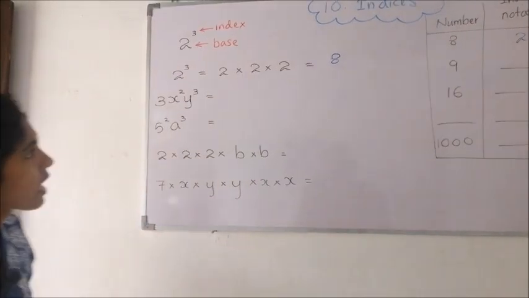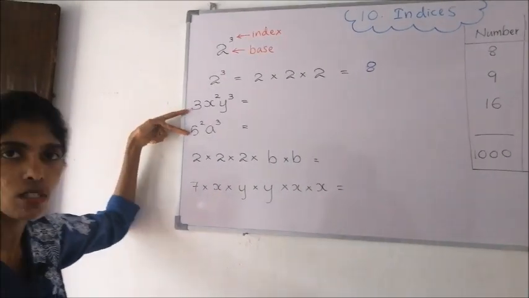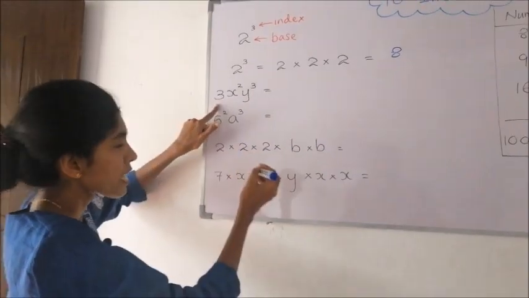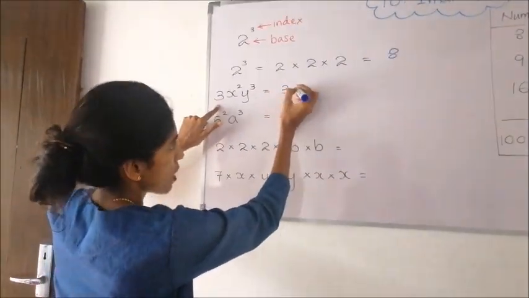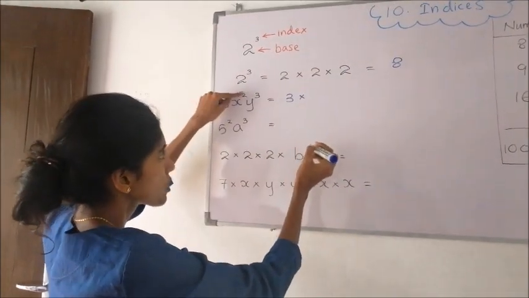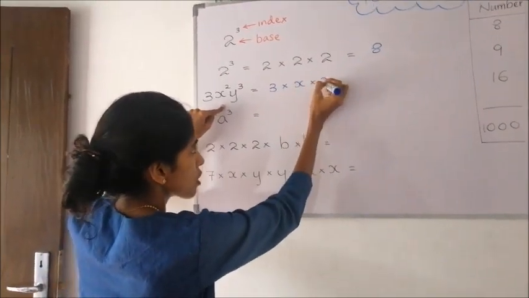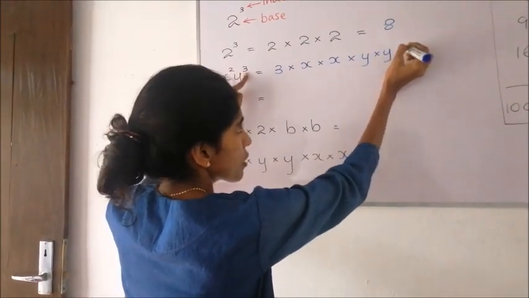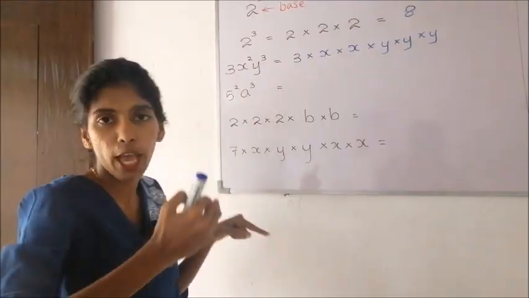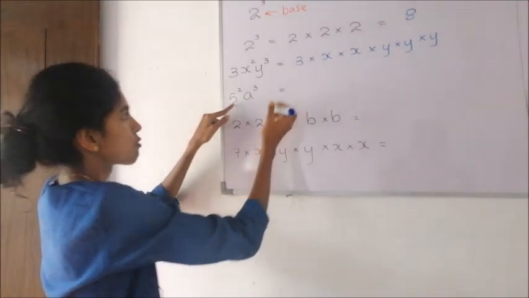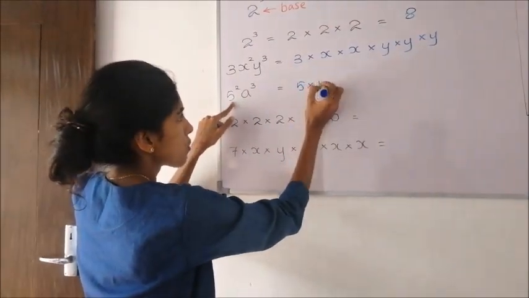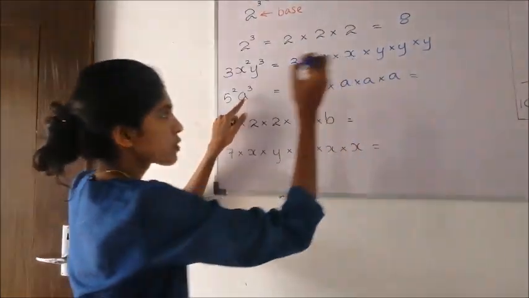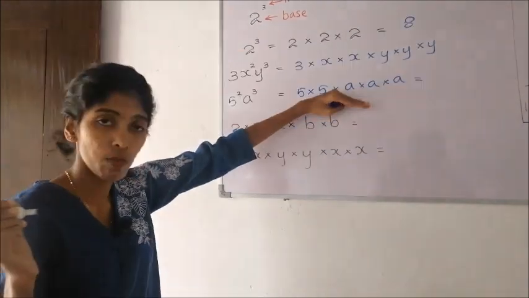See, here I have given you 2 questions to write in expanded form, right? Only 1 3 can be seen, so 3 should be written once, multiplied by x to the power 2, that means x should be repeated twice, and y to the power 3, y should be multiplied by itself 3 times. This is how we write in expanded form. See the next question, 5 to the power 2, 5 into 5 into here a into a into a. Then here children, you can simplify this a little. This is called the expanded form.